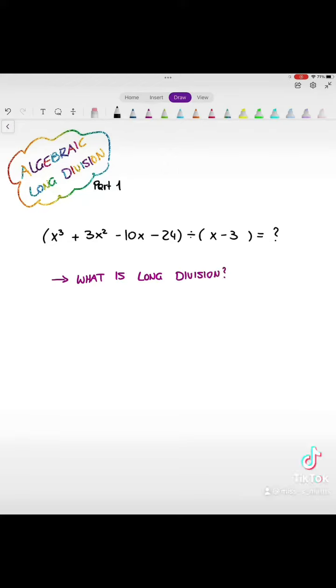This is part 1 on algebraic long division, and before we get into algebraic long division, let's recap how long division actually worked. Now, if we want to divide 435 by 5, we will need to divide 4 by 5, which doesn't work out, so we're going to expand that to 43 divided by 5, which is 8.